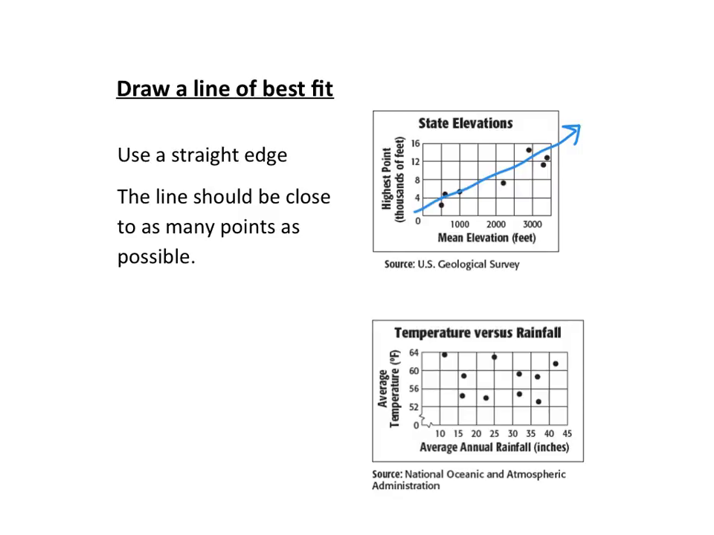Let's look at the second example. We see here that there's no correlation, so we actually cannot draw a line of best fit because there is no correlation.